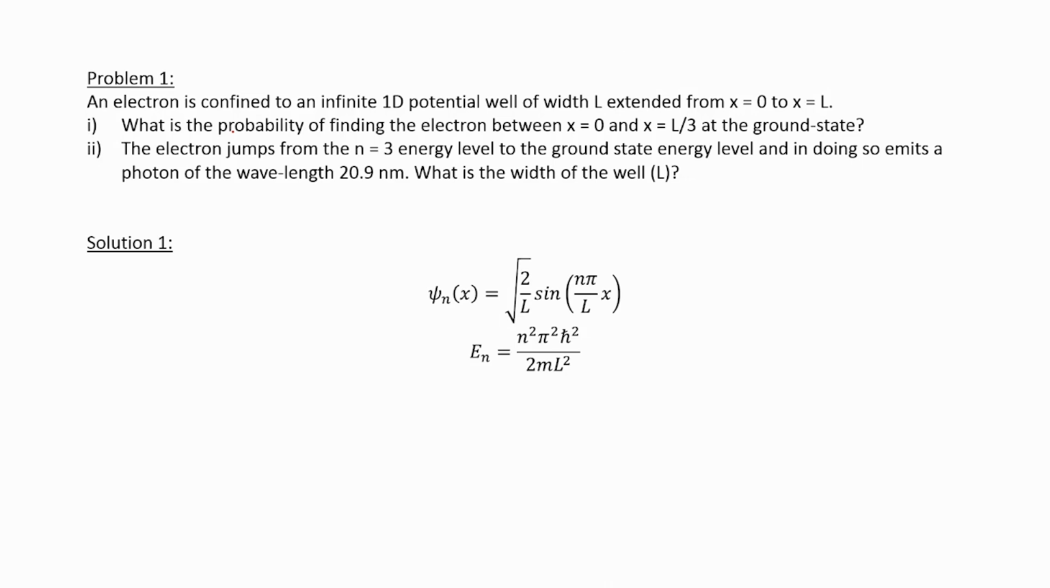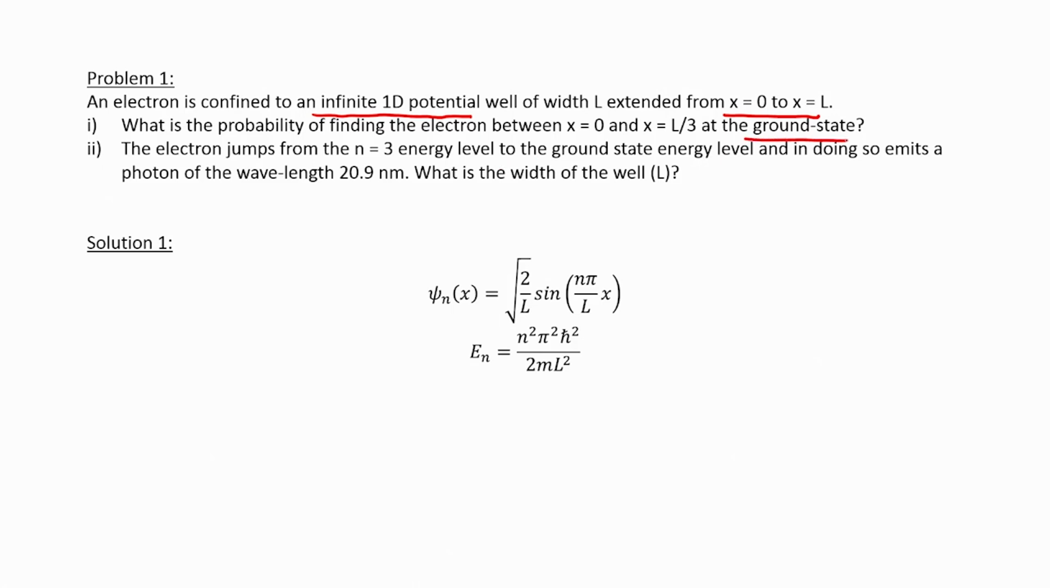There are a few things you have to note down here. First is the infinite 1D potential well, which has been covered in the course in the first topic, quantum mechanics, infinite 1D potential well. Second thing is that the well is extended from x equal to 0 to x equal to L. Now the first problem states that you have to find the probability of finding the electron between x equal to 0 and x equal to L by 3 at the ground state.